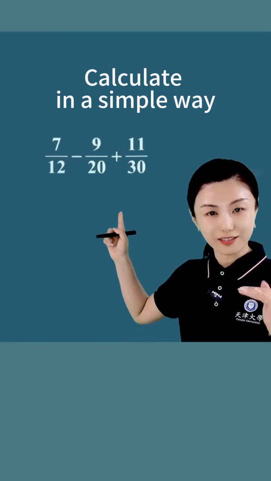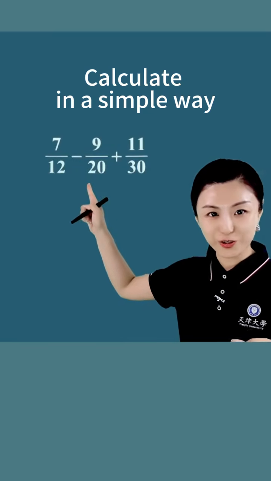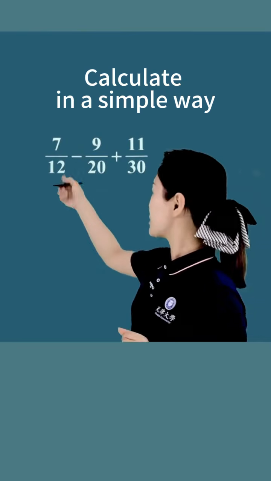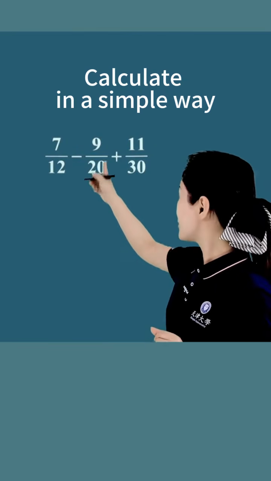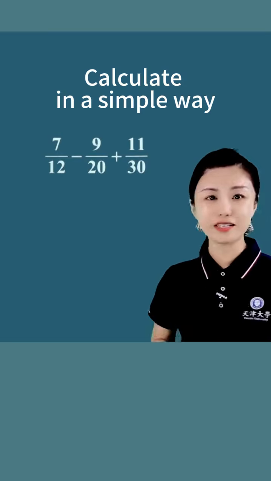Anyone who can solve this problem is definitely a little academic star. Let's read the question together. Look, it asks you to find the result of 7/12 minus 9/20 plus 11/30.